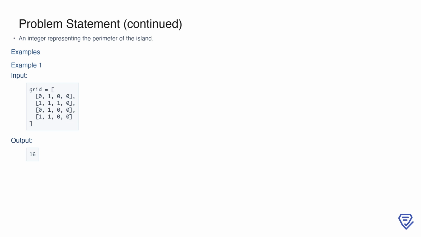To clarify the problem further, let's look at an example. Suppose the input grid is a 4x4 matrix as follows: 0, 1, 0, 0, 1, 1, 1, 0, 0, 1, 0, 0, 1, 1, 0, 0. The output for this grid is 16, which represents the total perimeter of the island formed by the land cells. The goal is to correctly compute this value based on the arrangement of land and water cells in the grid.